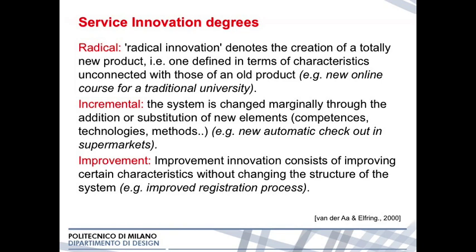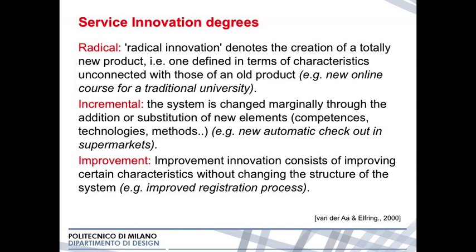The other aspect to consider is that we can have different degrees. So if we look at an example of innovation, we might have a radical innovation when there is a creation of a totally new product, one that is defined in terms of characteristics that are unconnected with those of an old product. For example, in a traditional university, there is a new online course that has never been applied, that is completely different, that is completely disconnected from the old product.